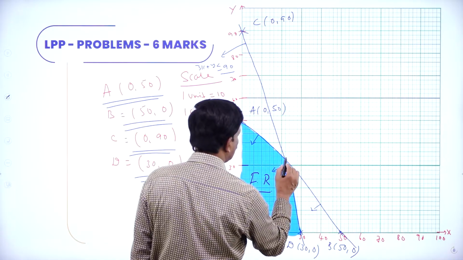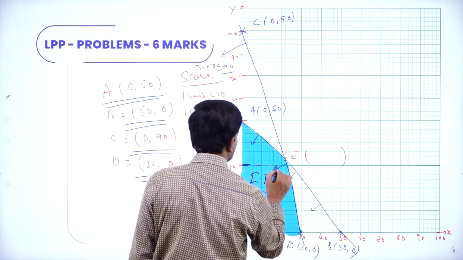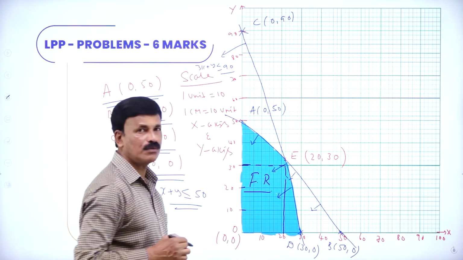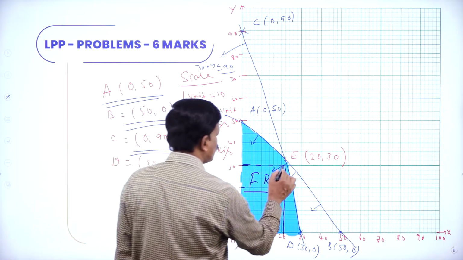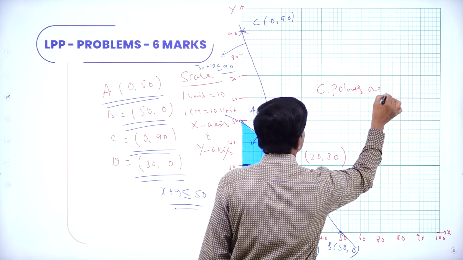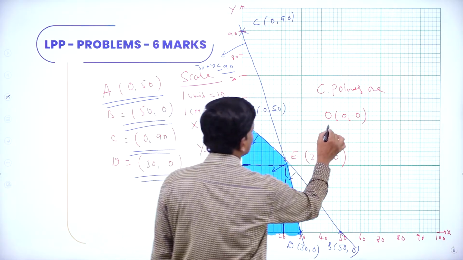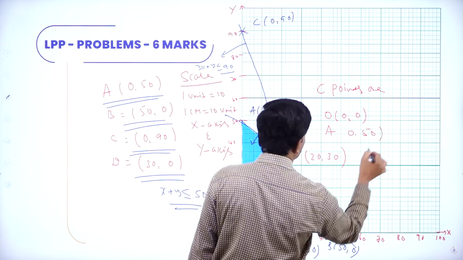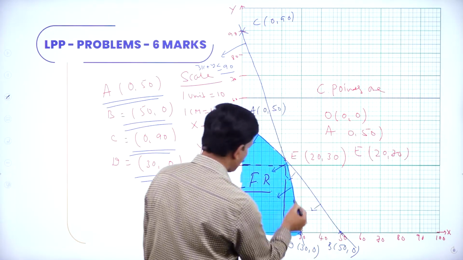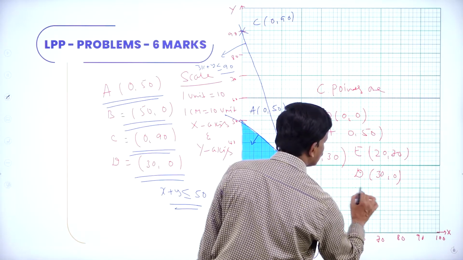Now find out the value of this point E, where the two lines cut. The x-axis value is 20 and the y-axis value is 30. By drawing a suitable graph, you are going to get this point E. Now what are the corner points? The corner points are O (0, 0), then A (0, 50), then E (20, 30), then D (30, 0). These are the corner points.